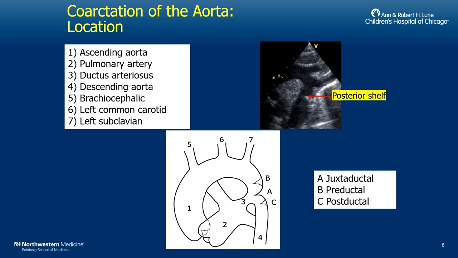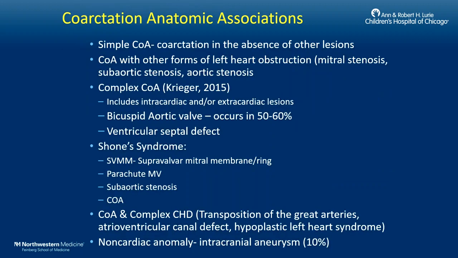And that area could be right at the duct, which is here on this diagram, number 3 in the middle of the diagram. Could be prior to the duct, right at the duct, or distal to the duct, and so juxtaductal, preductal, or postductal. And they've got the numbers for the various parts of this aorta. And that's pretty much as much of the anatomy as I'm going to talk about. You have to know about associations.